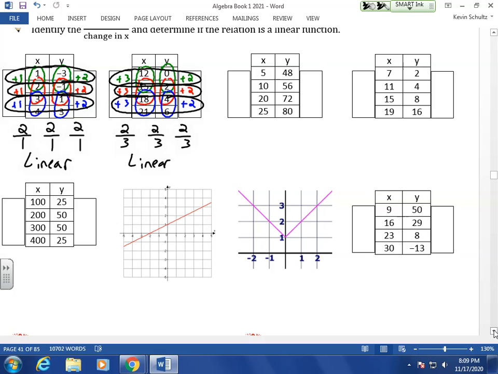Let's do the third one here. This one kind of always catches people, and here's the magic of math. Looking at the change in y, we have from 48 to 56. That's a change of up 8.